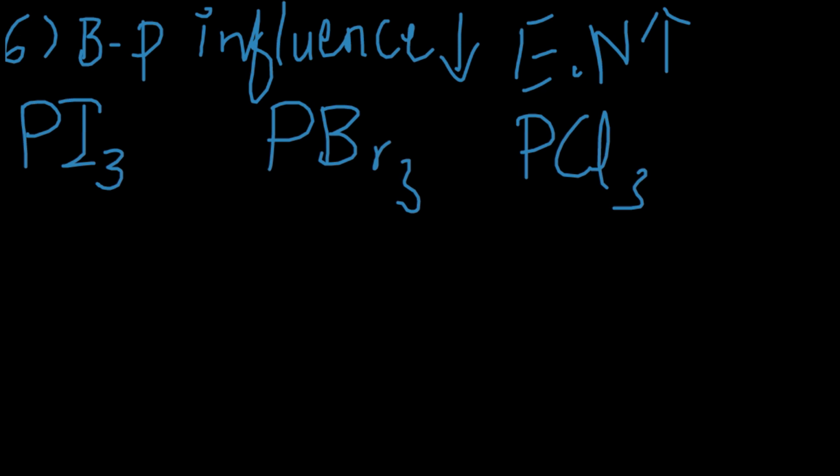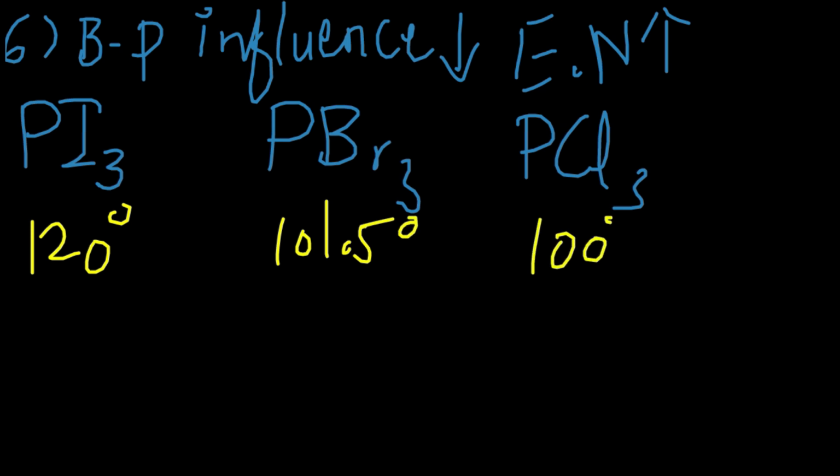The bond angle between iodine, phosphorus and iodine is 120 degrees. Between bromine, phosphorus and bromine it is 101.5 degrees, and in the case of PCl3 the bond angle is 100 degrees. All three molecules have the same geometry, but their bond angle is different.